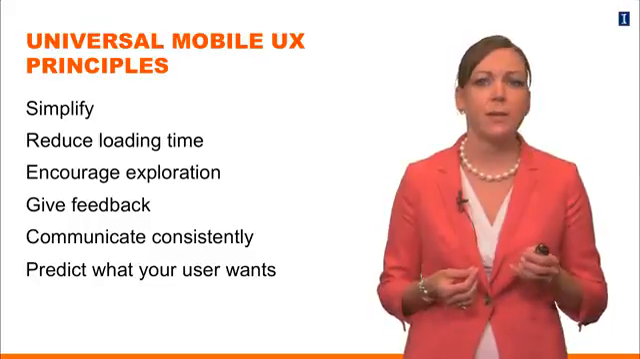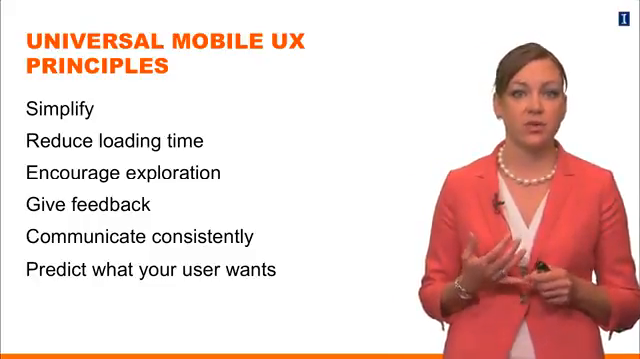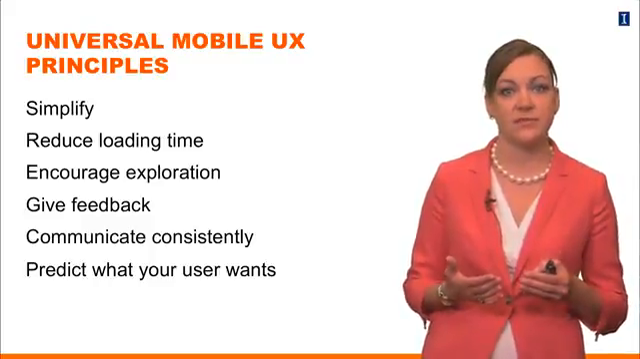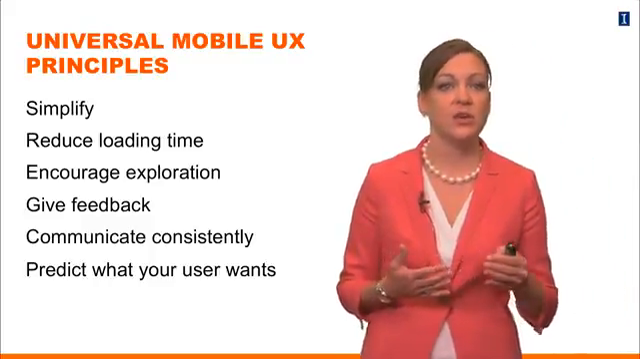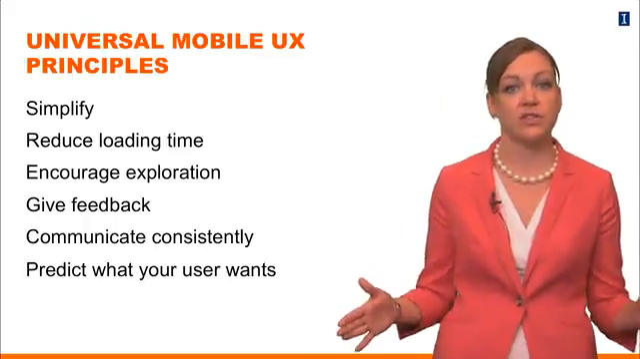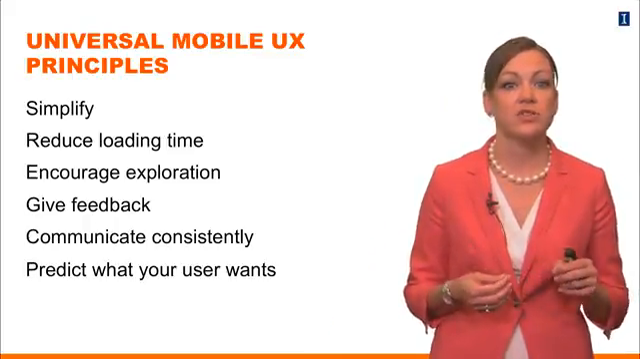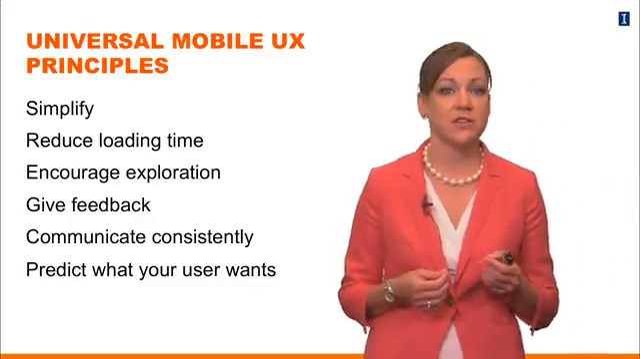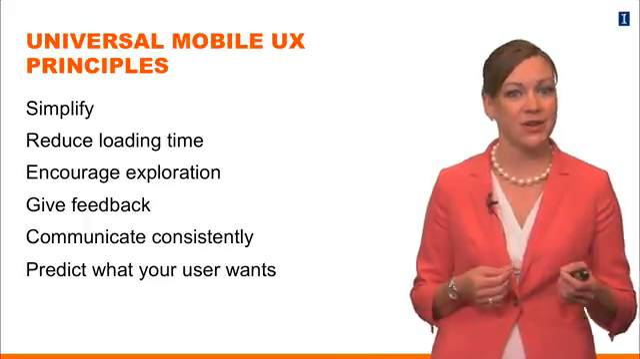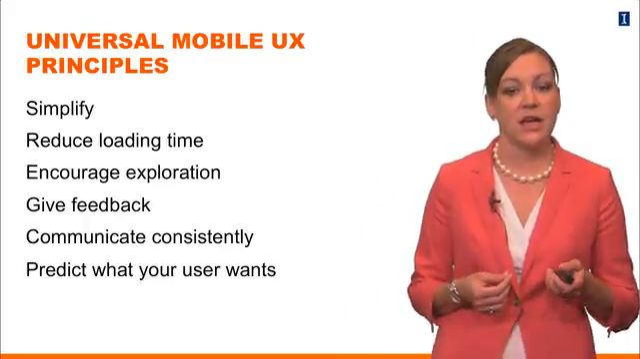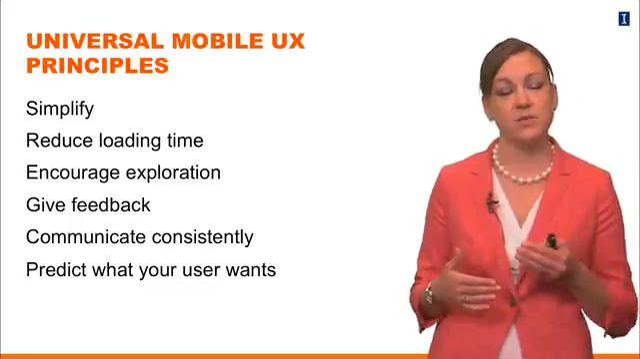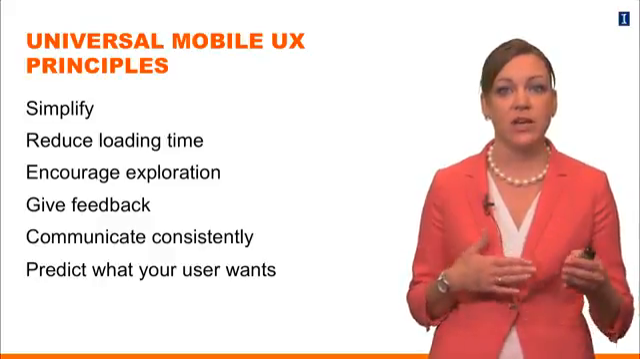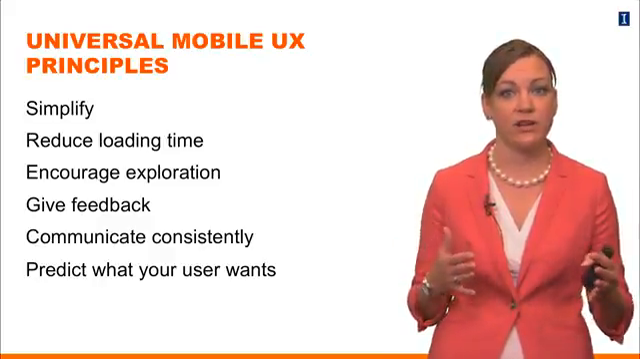Give feedback. Make sure that it is clear when the user has completed an action. You can use animations or other visual cues to accomplish this. Communicate consistently. You need to deliver the same message across all of your touchpoints, including your digital touchpoints. So you should use the same icons on the website as you would on the app. This prevents users from having to learn how to interact with you each time they interact with a new digital asset. And then predict what your user wants. This will come from usability research and watching what your users do, and then you can arrange things in your mobile UX to accommodate.